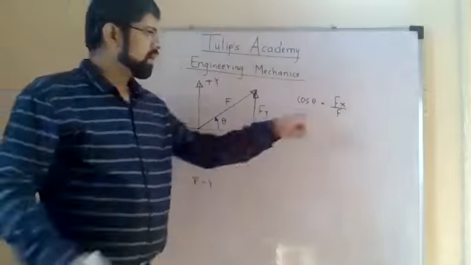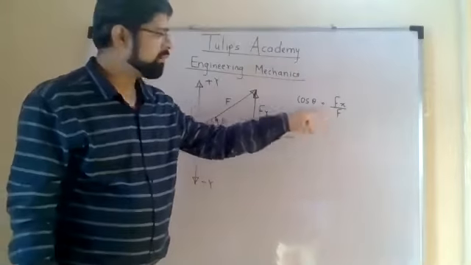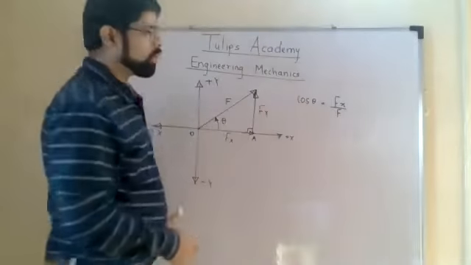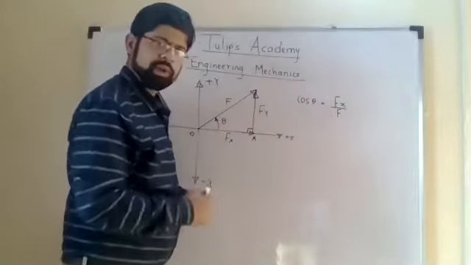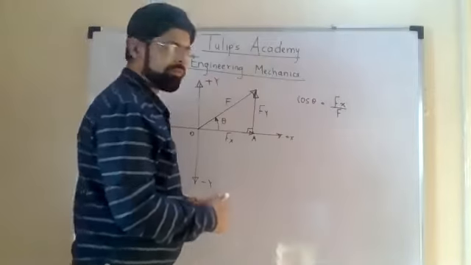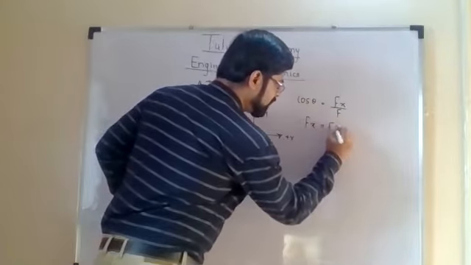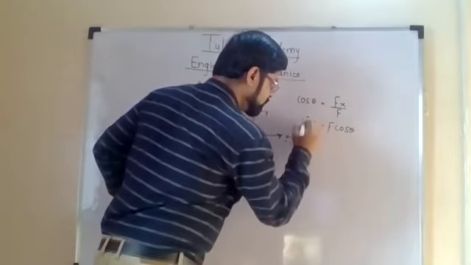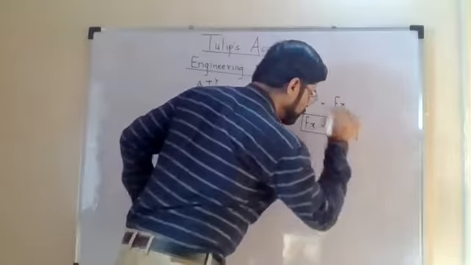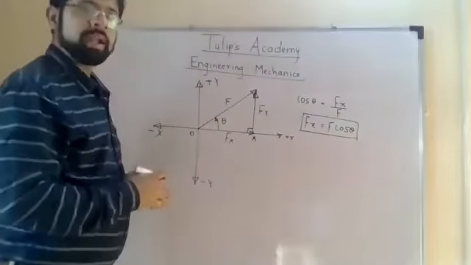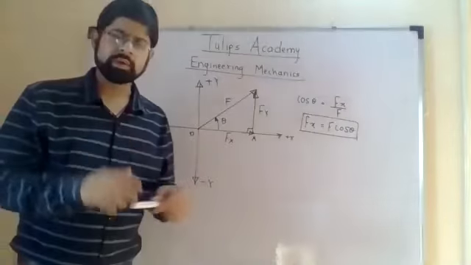Now we know the value of F and we know the value of theta. So F and cos theta are known values and we are supposed to calculate Fx, and therefore Fx is given as F into cos theta. That's it. So this is the magnitude of the x component of the force, only magnitude.